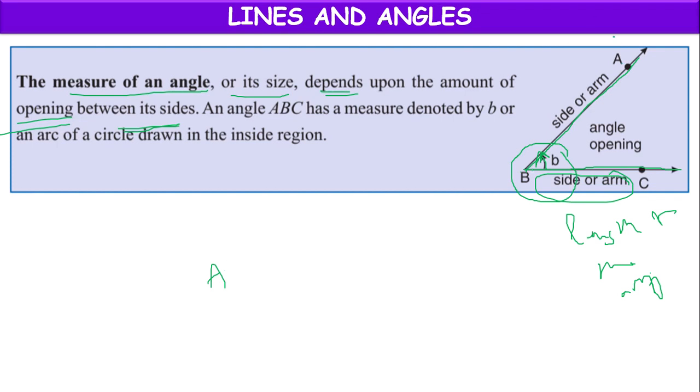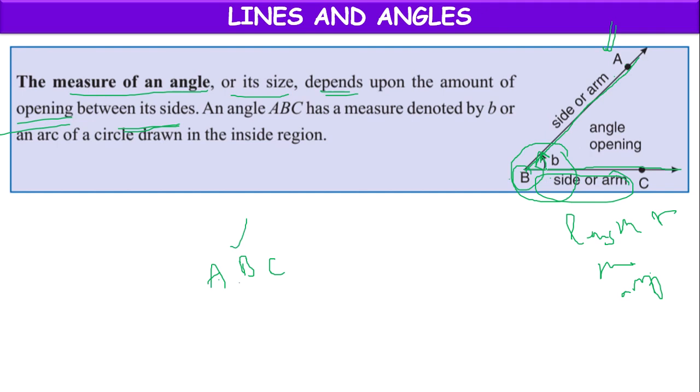So the common end point will come in the middle. Here B is the common point of AB ray and BC ray. That B will come in the middle. On one side we can take another point on this line, on the other side we can take another point on this second arm. So ABC, B will be in the middle.